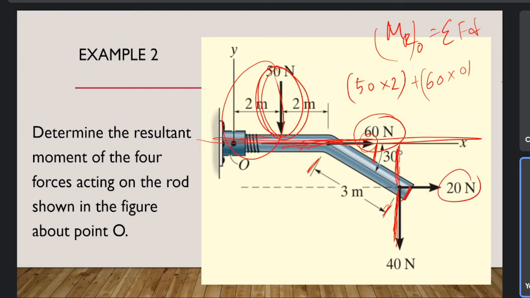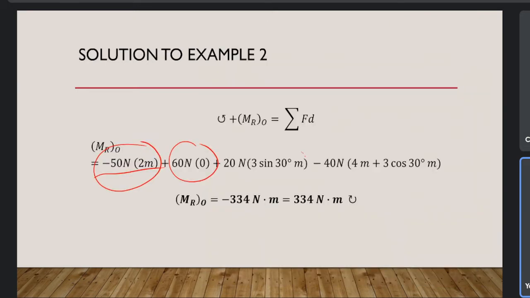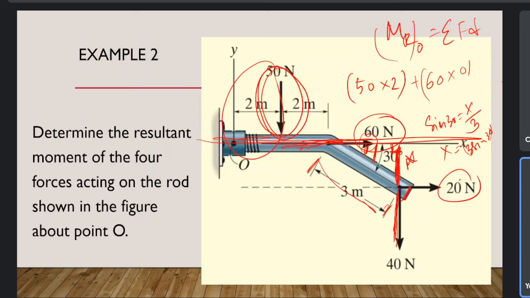We need this distance. To find this distance, we use the formula, that is sine 30, since it is perpendicular, is equal to perpendicular, let's suppose x, divided by hypotenuse. Hypotenuse is 3 meter, so 3. So x would be equal to 3 sine 30. So 20 times 3 sine 30, that's what we have, and it's also positive.